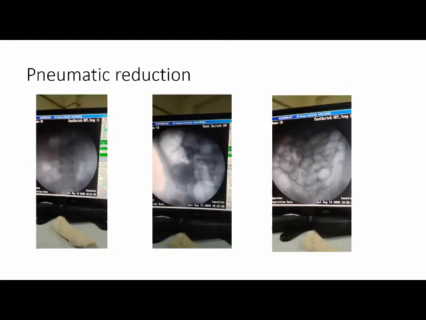And finally, the sign disappears, followed by the gush of air into the small bowel. If you see the third and the final film, you can see that the small bowel is filled with air. So this shows that there is a complete reduction of intussusception. You compare it with the first film, where it shows an absence of air shadow in the central part of the abdomen. There is no air in the small bowel. So this is how you do a pneumatic reduction.